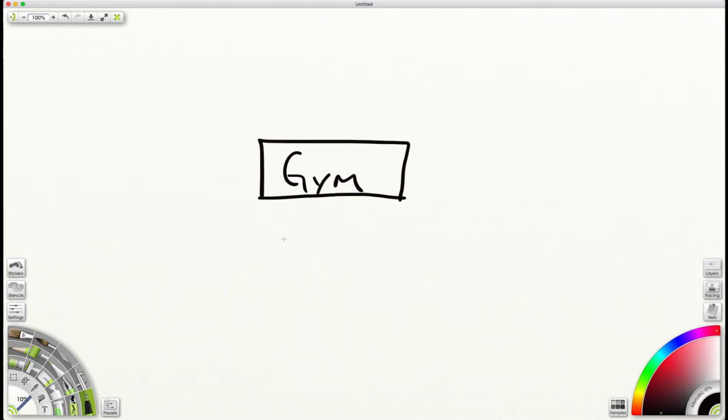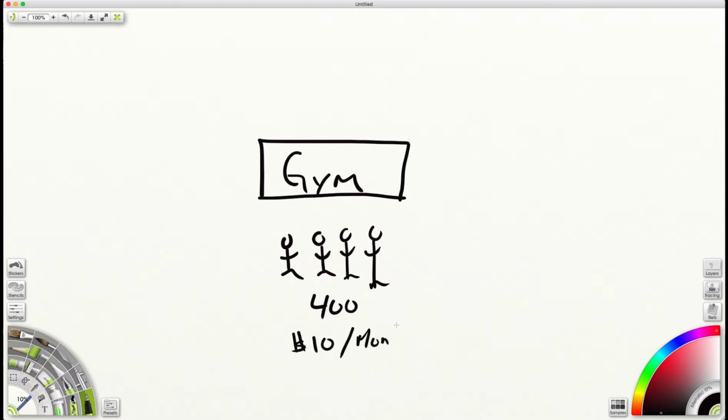So let's say here at the bottom we have these stick people, and let's say these stick people represent all the members that are coming into the gym. Let's say each one of these stick people represents 100 people each. So this is 400 people that you have coming into the gym every month, or a few times a week, whatever, and they're paying their membership every single month. Let's say each one of these people pays $10 a month for their membership. Let's just use it as an example.